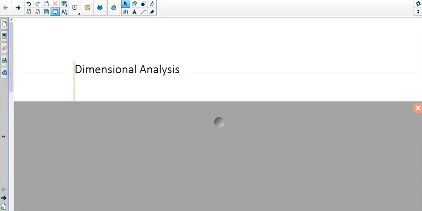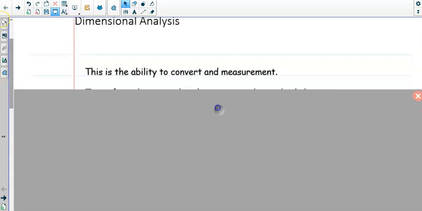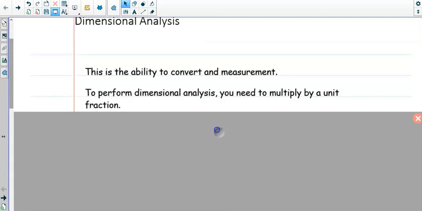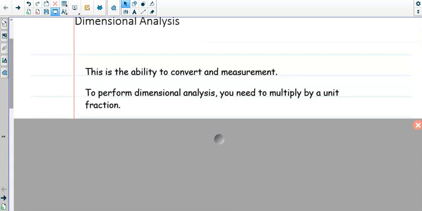So let's talk dimensional analysis. What dimensional analysis is, it allows you to convert from one measure to another, which is basically conversions. So this is the ability to convert measurements. Okay, that's really what we do.